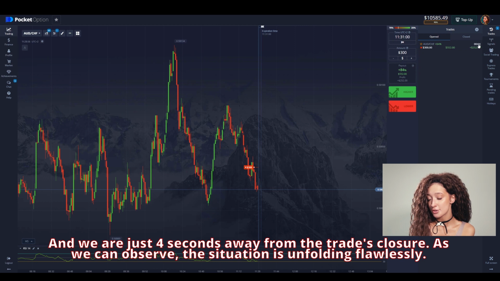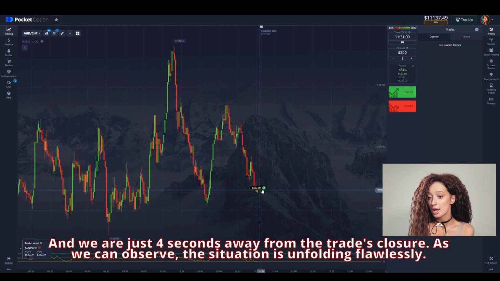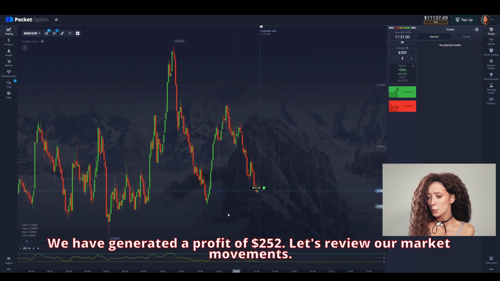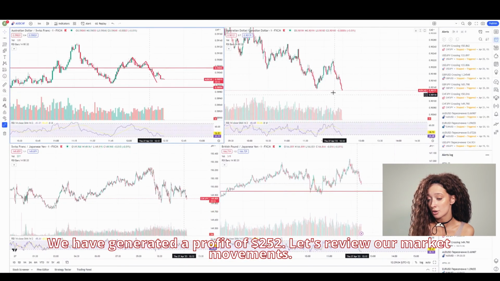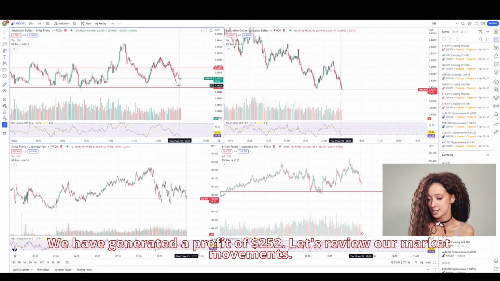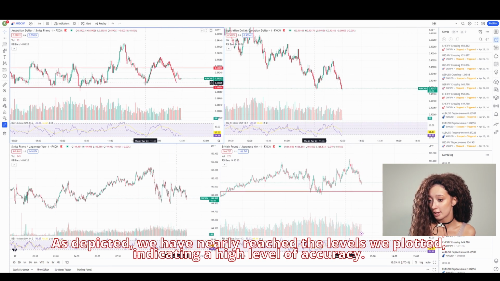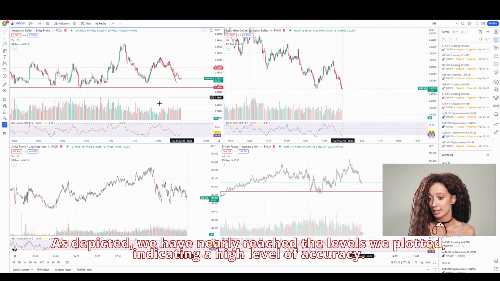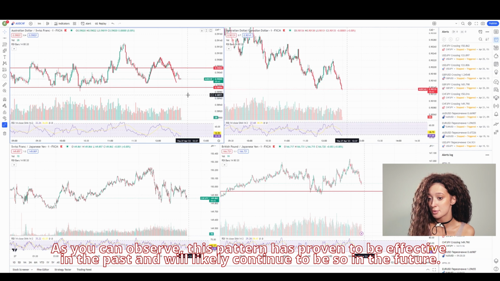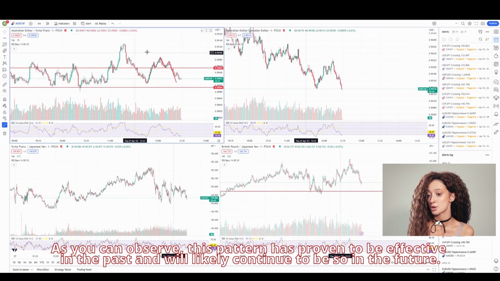And we are just 4 seconds away from the trade closure. As we can observe, the situation is unfolding flawlessly. We have generated a profit of $252, so let's review our market movements. As depicted, we have nearly reached the levels we plotted, indicating a high level of accuracy. So as you can observe, this pattern has proven to be effective in the past and will likely continue to be so in the future.